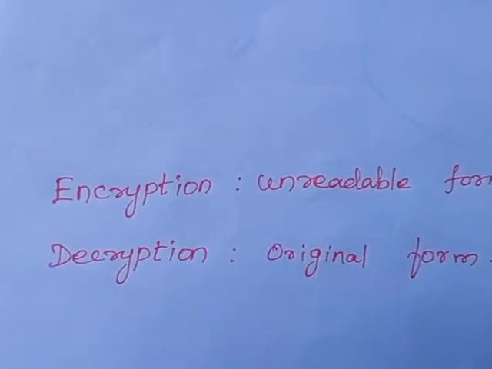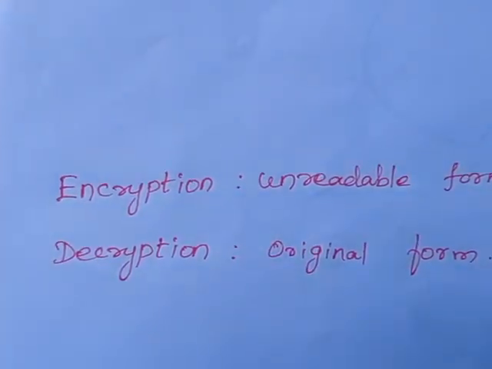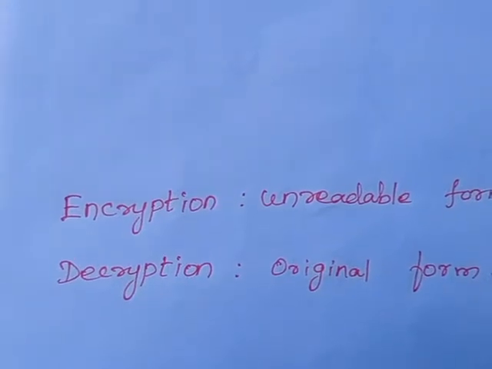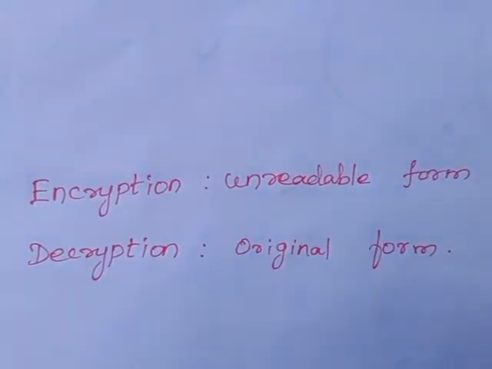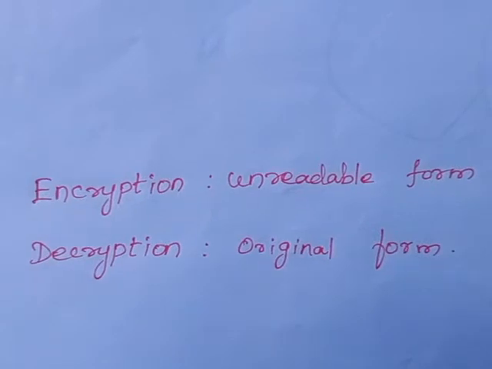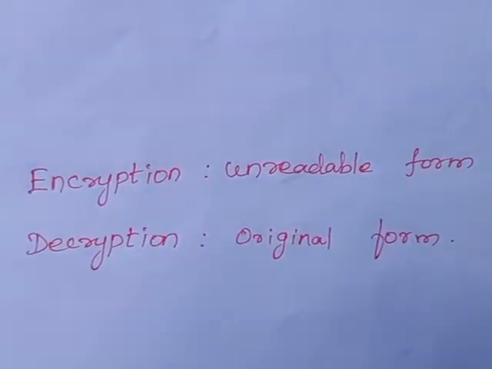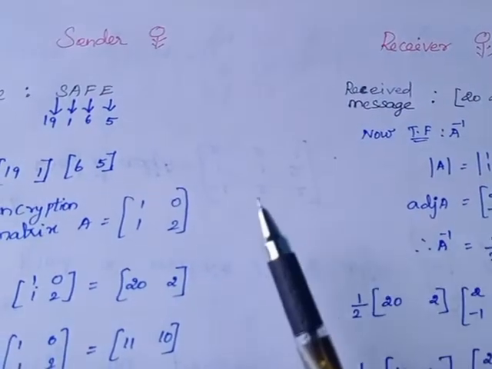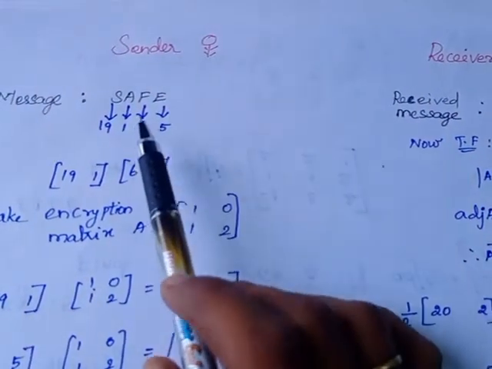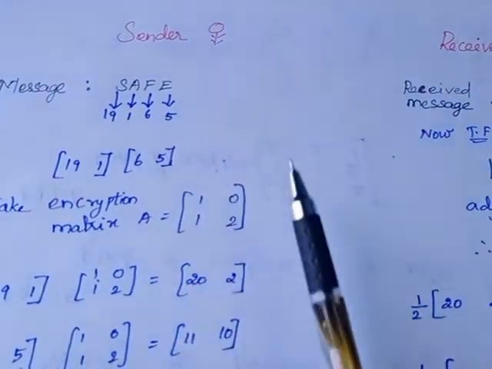The encryption and the decryption need a secret technique which is known only to the sender and receiver. This secret is called the key. Now I want to give one example for this. Here two persons are there, the sender and receiver. Suppose the sender wants to send the message SAFE.